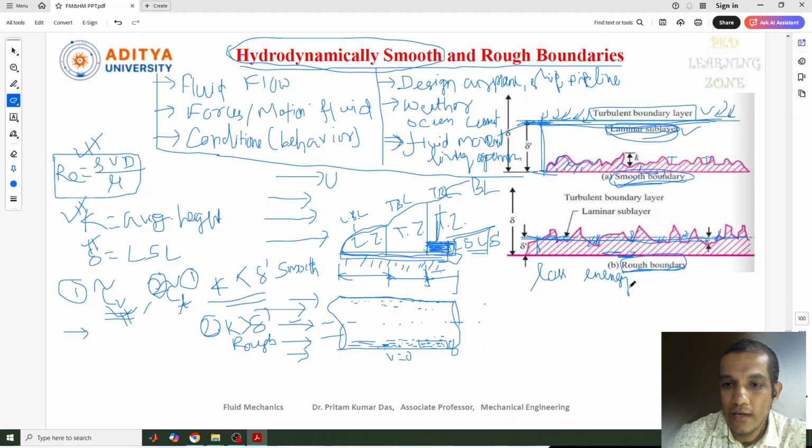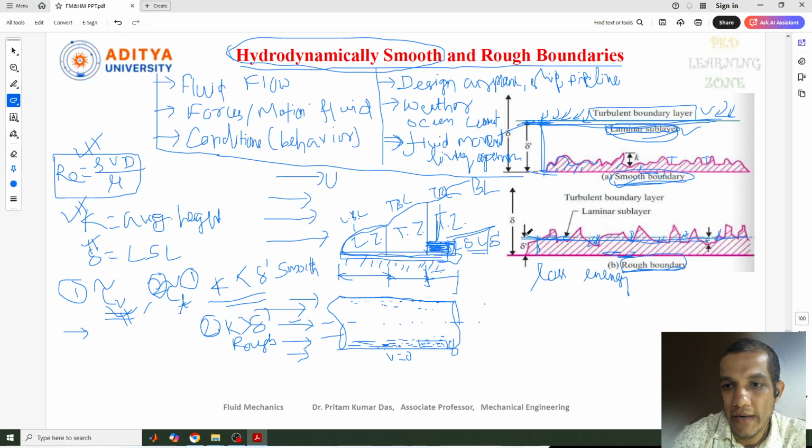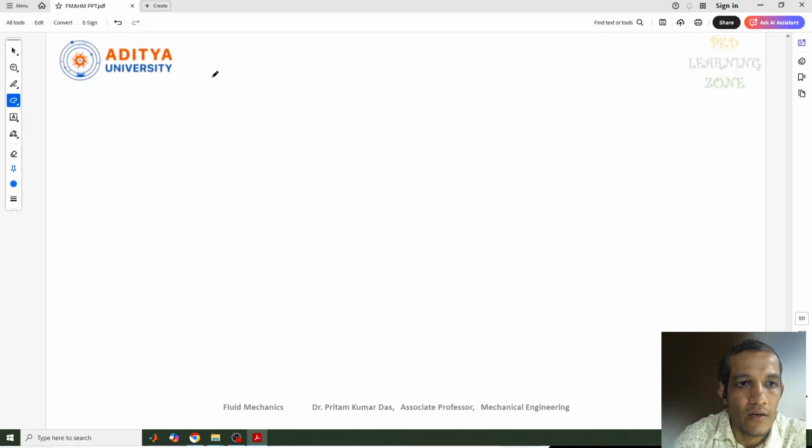So this is about the hydrodynamically rough boundary. Actually, one scientist did some experiments on that. The scientist is Nikuradse, and from this experiment he gave some values. I'll write here what he gave. When the value of K by delta star is less than 0.25, then it is called a smooth boundary.